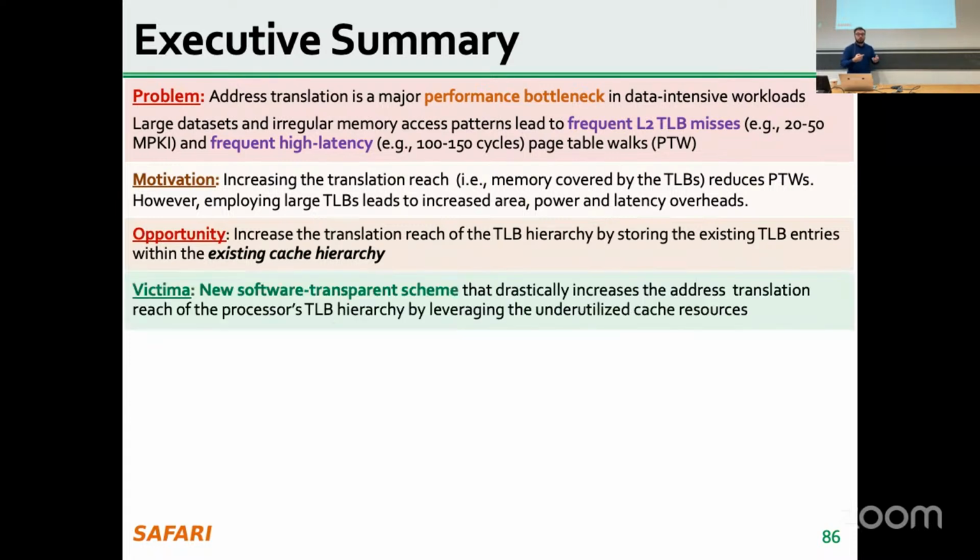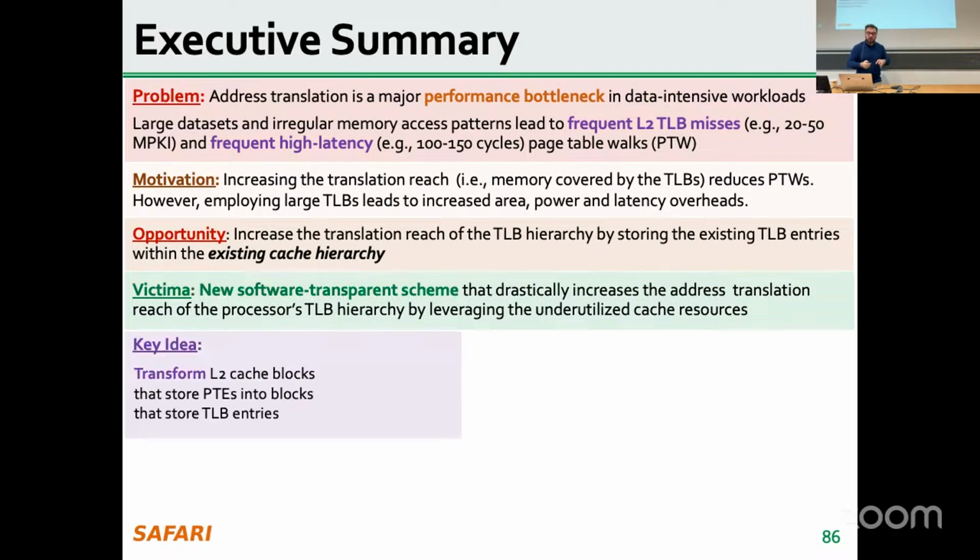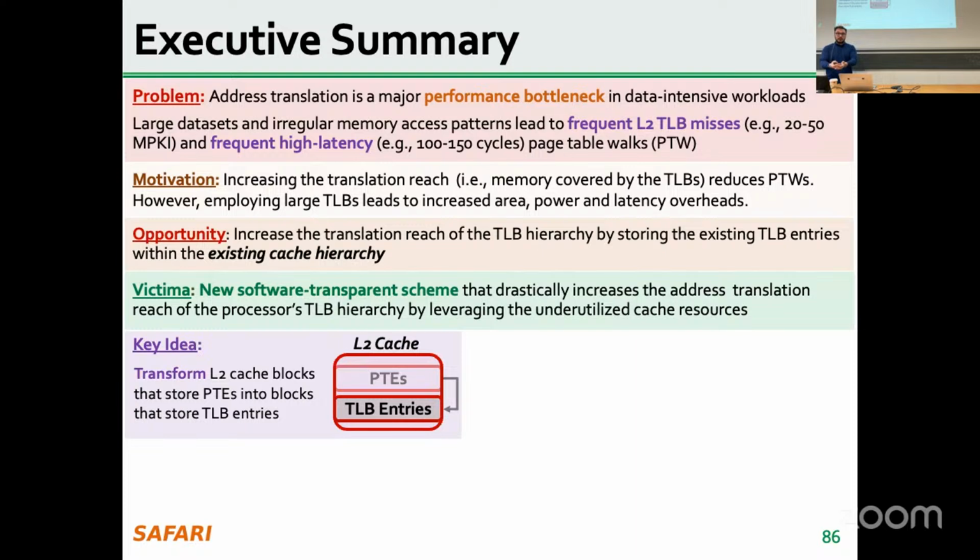Victima is a new software-transparent scheme. The OS or the user application doesn't need to do anything to drastically increase the translation reach of the processor's TLB by leveraging underutilized cache resources. How do we do this? When we fetch page table entries, we can transform the L2 cache blocks that contain them into TLB entries. We do this so that we can directly access the caches using the virtual address and get back the physical one.